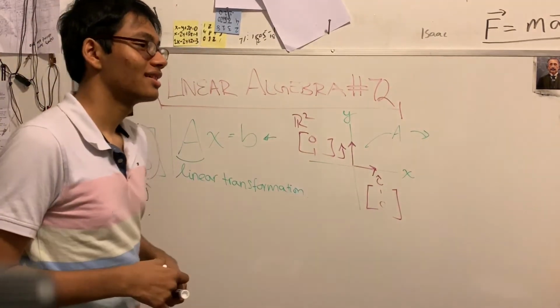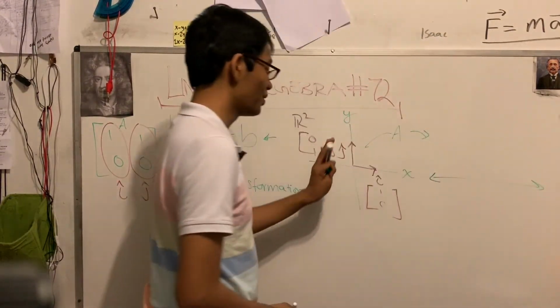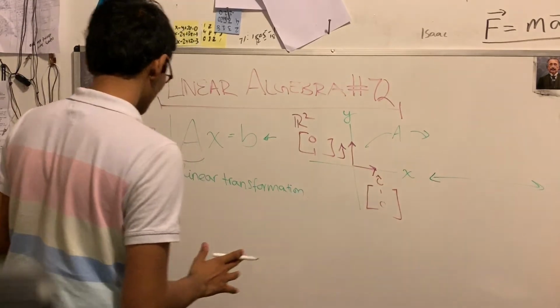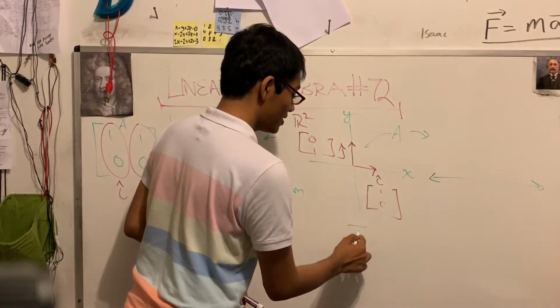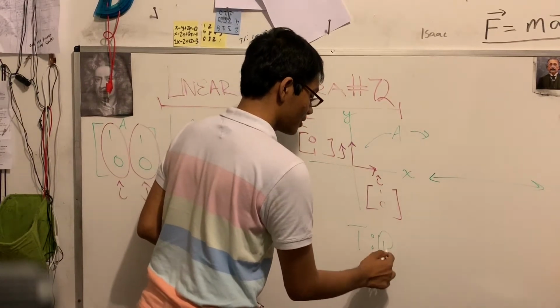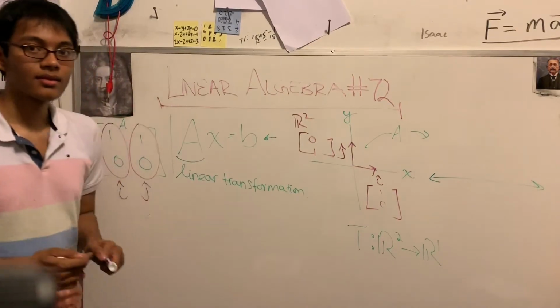It's just a line. So the whole 2D collapses to 1D. We say this transformation takes 2 dimensions to 1 dimension.